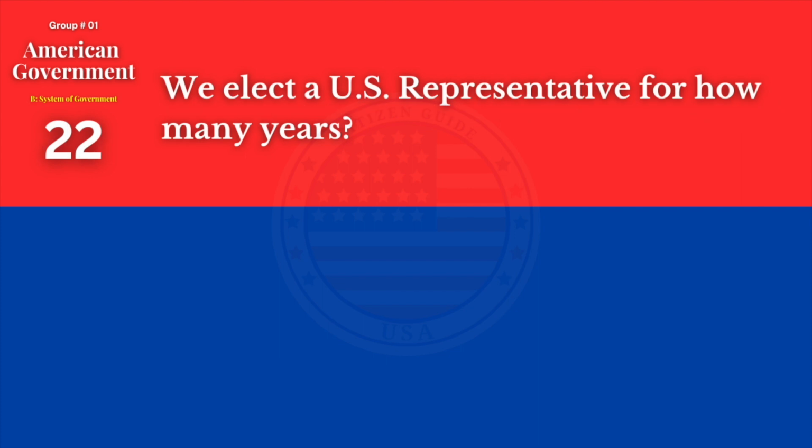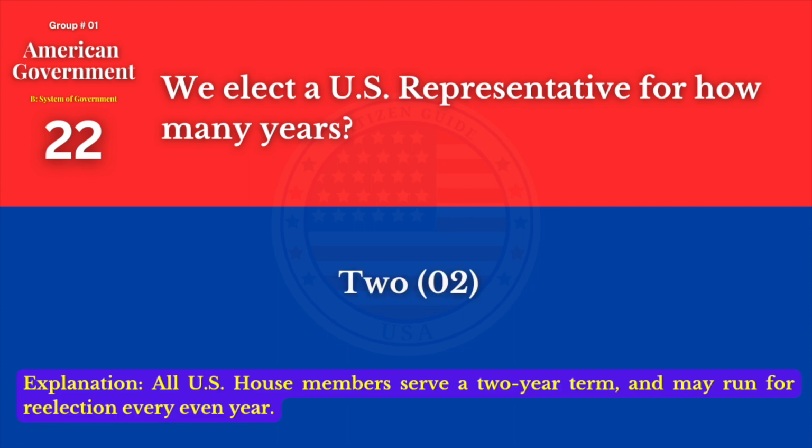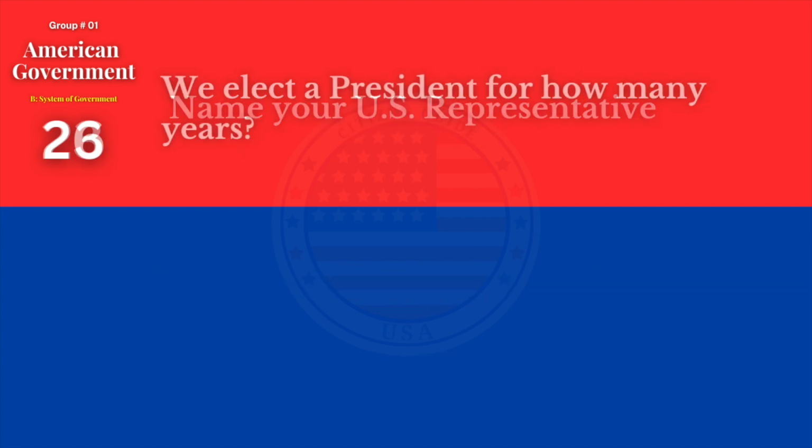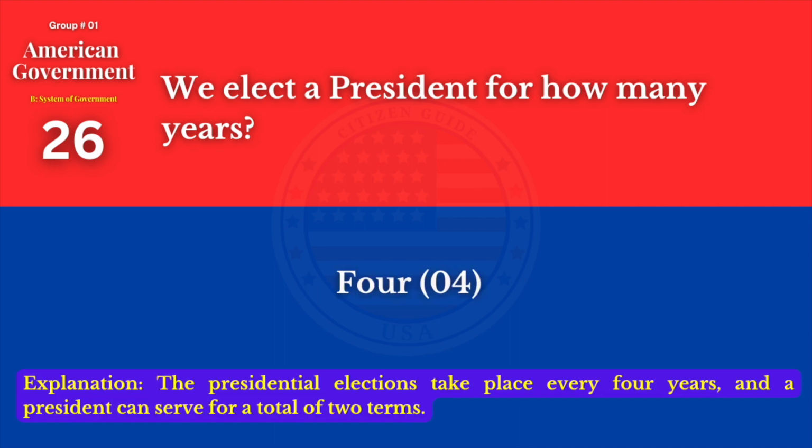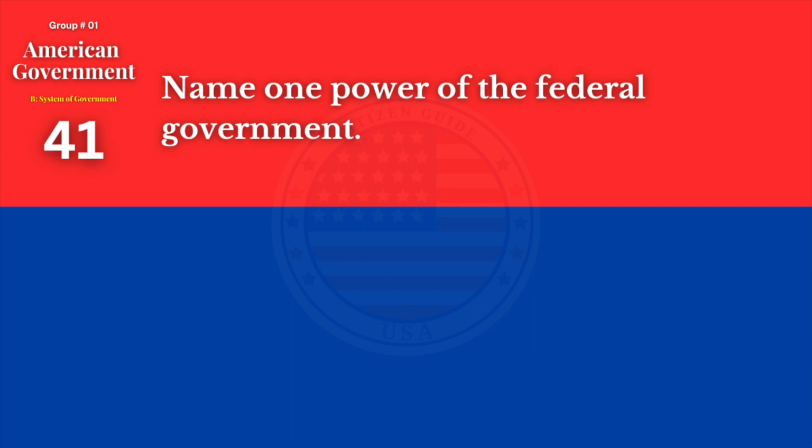We elect a U.S. representative for how many years? 2. We elect a president for how many years? 4. Name one power of the federal government. To print money.